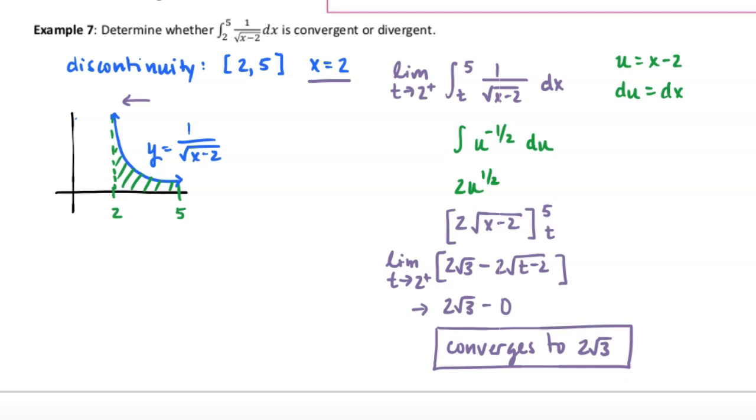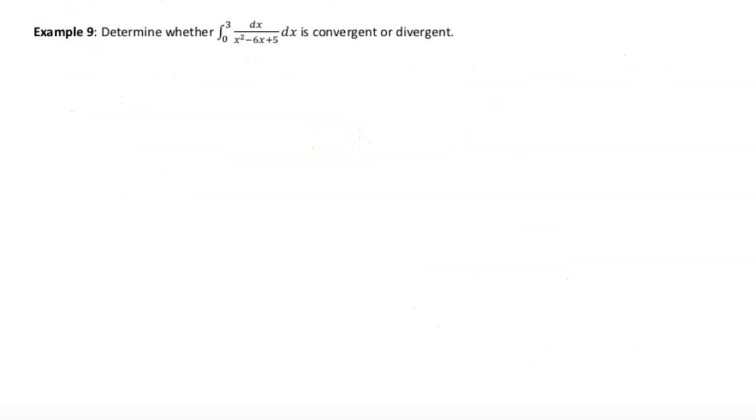So as you can see, this method is not a lot different than it was in case 1. The only added step is really finding this discontinuity so we can replace that with t rather than just my very obvious positive or negative infinity. And so let's just do one more of these. In example 9, we want to determine whether the integral from 0 to 3 of dx over x squared minus 6x plus 5 dx is convergent or divergent.